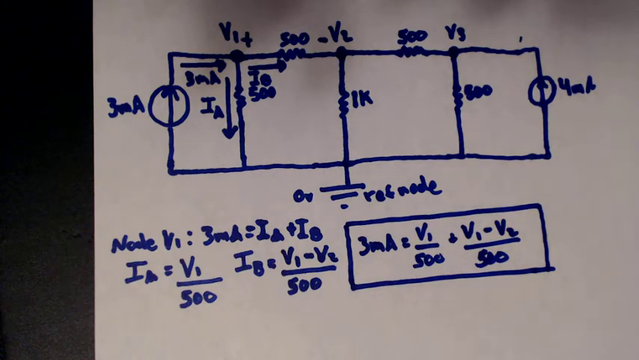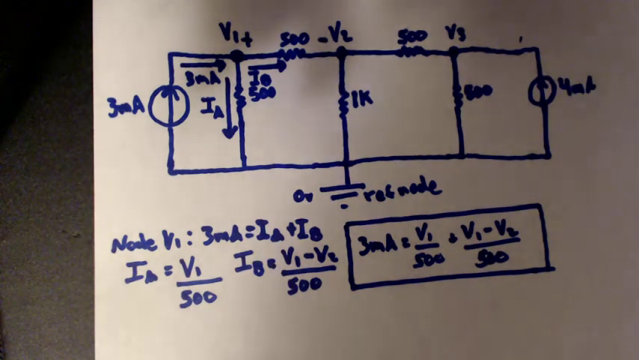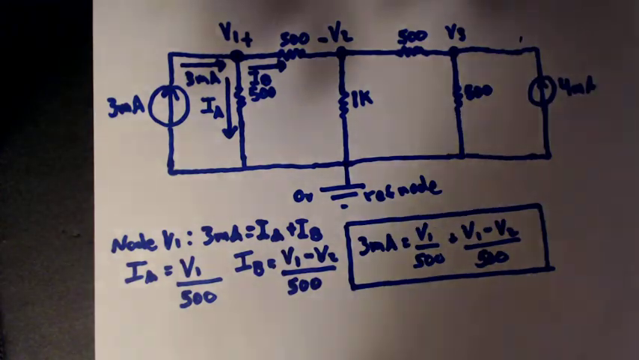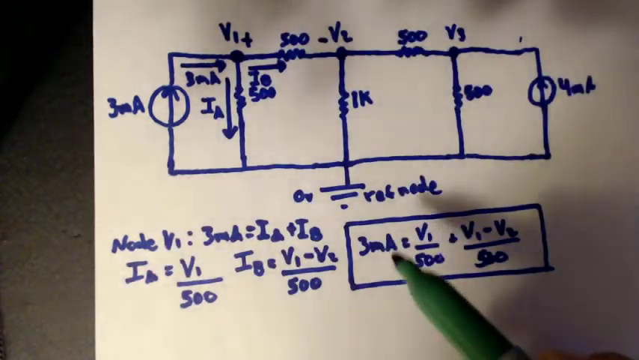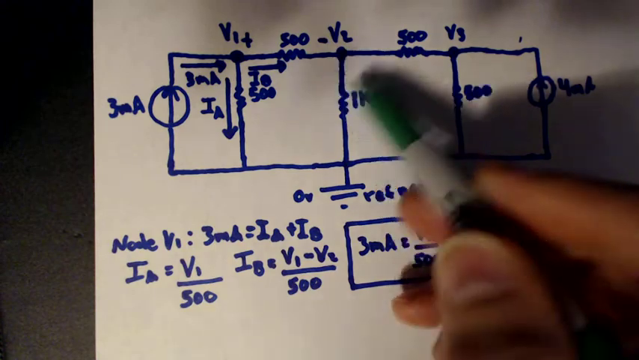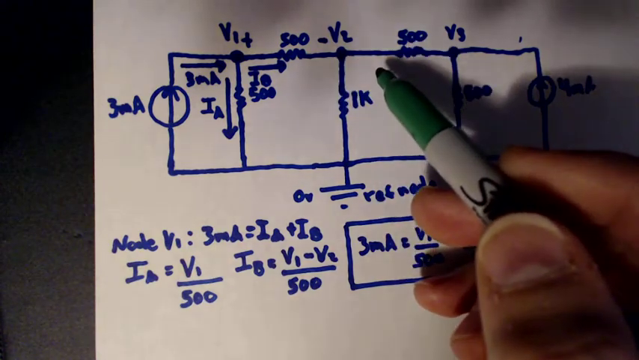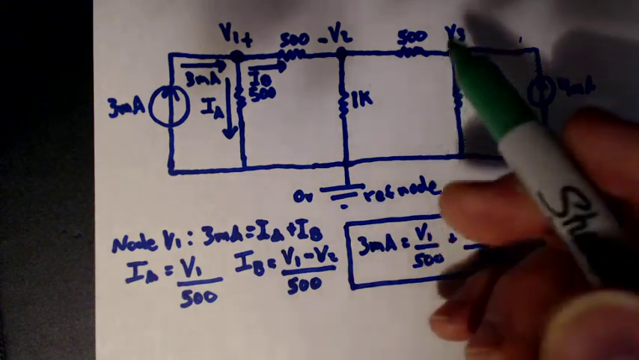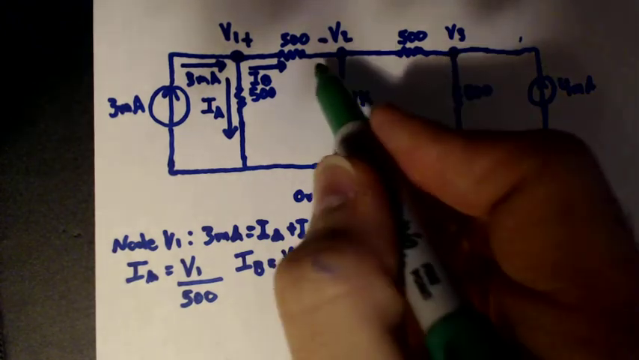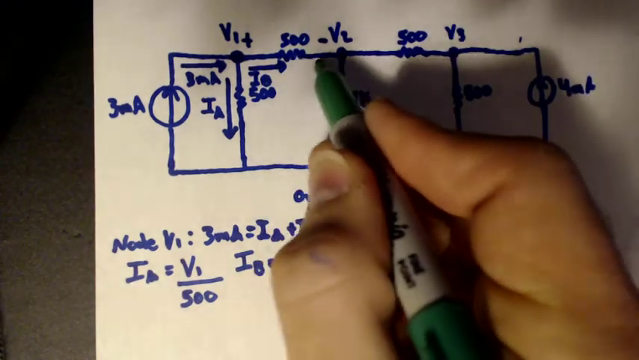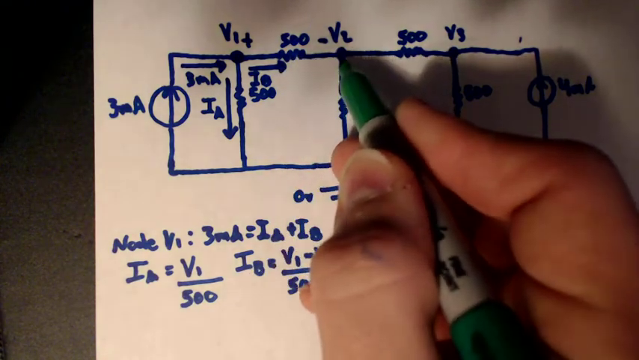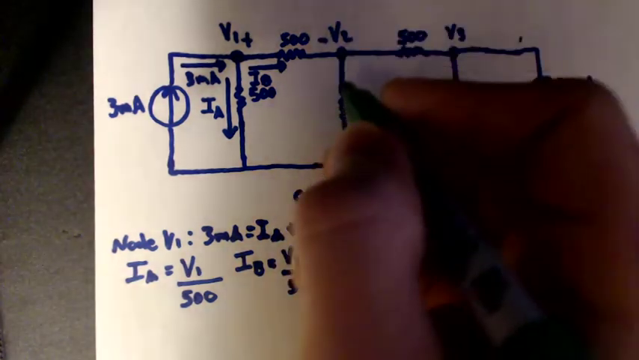Okay, next up we need to go ahead and do node V2. Now for our node V2, again I need to pick some current directions so I can write out KCL. And again, it really doesn't matter which way I pick my currents. So let's just go ahead and look at this first one over here. Okay, this 500 ohms connected to V2. I could pick it to go to the right. Doesn't matter. I could pick it to go to the left. It doesn't matter. I'm actually going to pick it to go to the left.